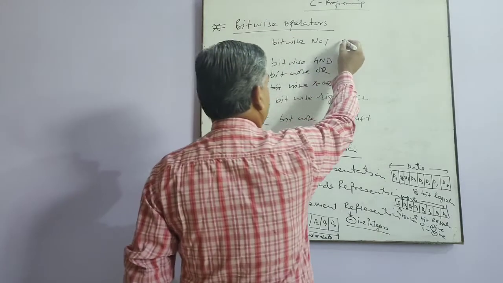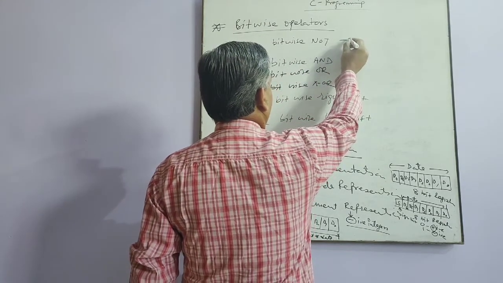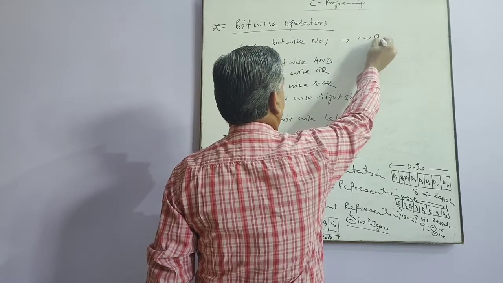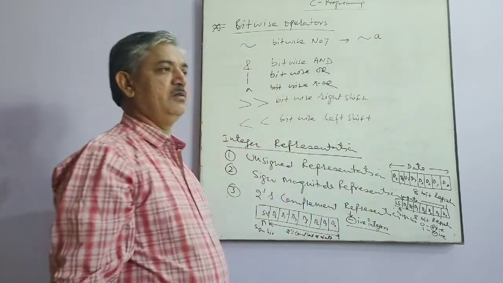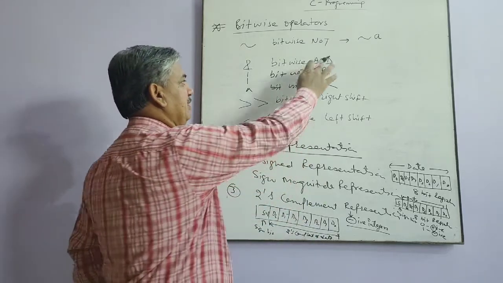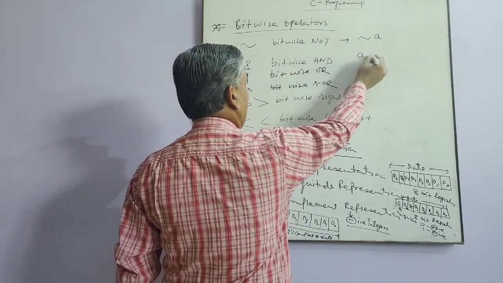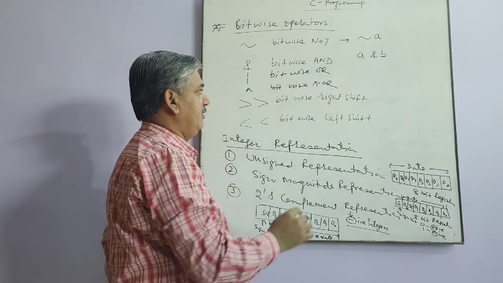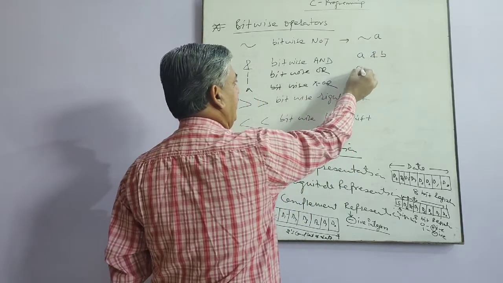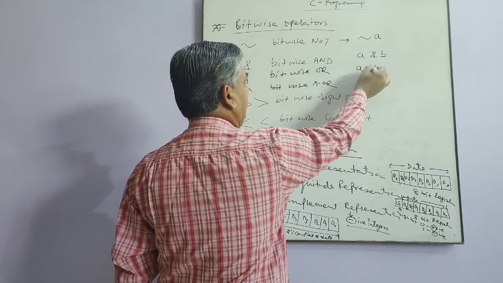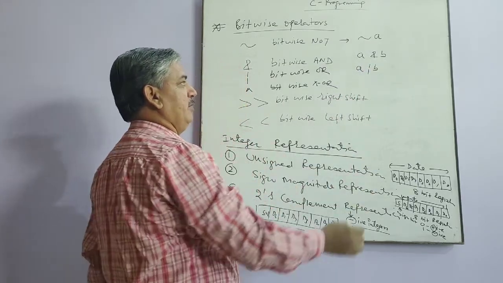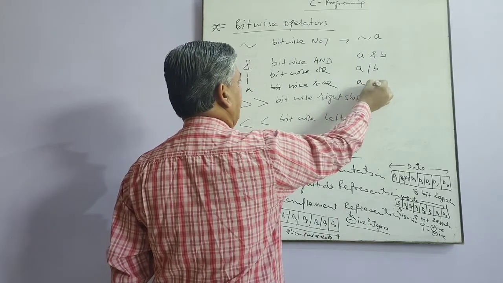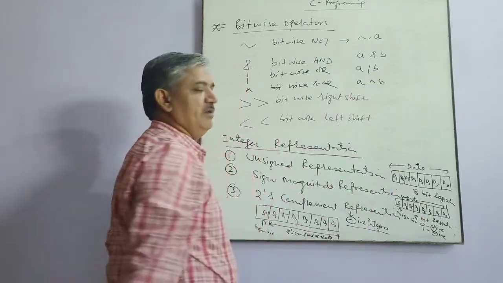Bitwise NOT is a unary operator and the syntax is what? Use this operator and then the operand. Bitwise AND: A, bitwise AND, B, binary operator. Bitwise OR: A, bitwise OR, B, binary operator. Bitwise XOR: A, cap, B, this is bitwise XOR.